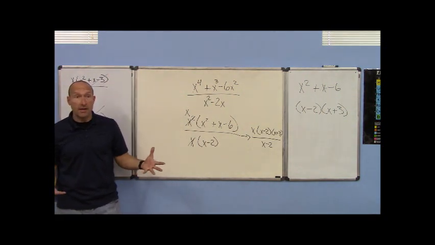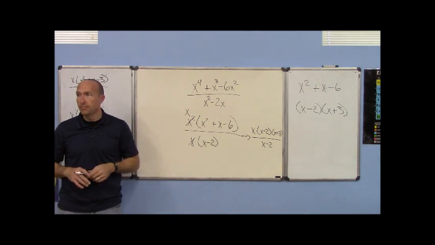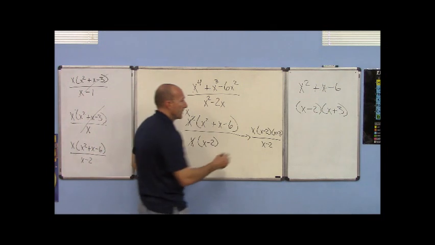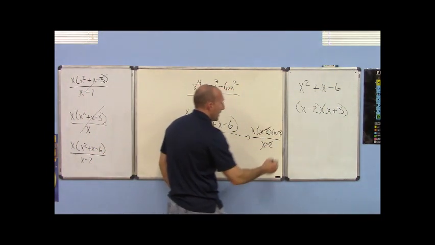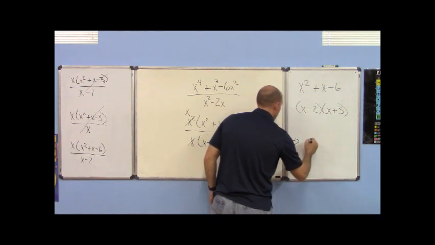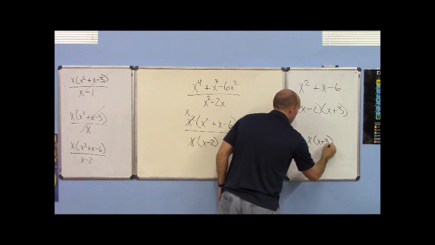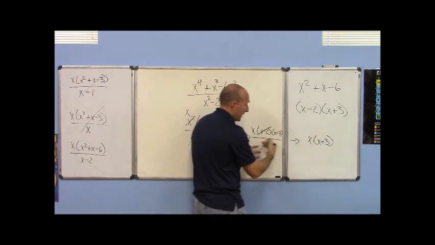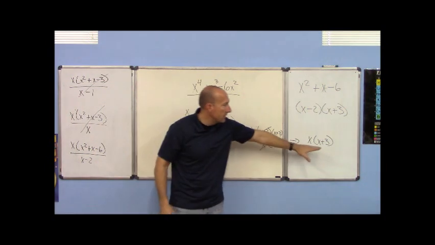Now, do we still have a common factor from the top and the bottom? What? X minus 2. So we can get rid of both of those. And we are now left, I'll go over to the side of the board over here, x times x plus 3. Over, it's technically over 1, but you don't need to do over 1. You can just leave it in this form.